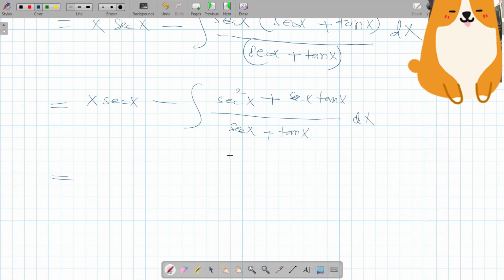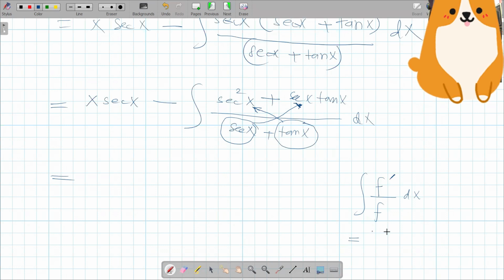What is the derivative of tan x? Sec squared x. What is the derivative of sec x? Sec x tan x. I see. So, do you know any rule for when the derivative of the denominator is present in the numerator and you need to integrate this function? What is the rule?